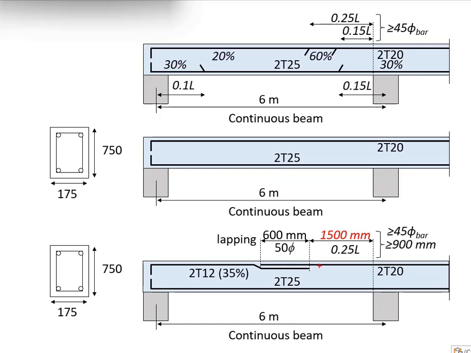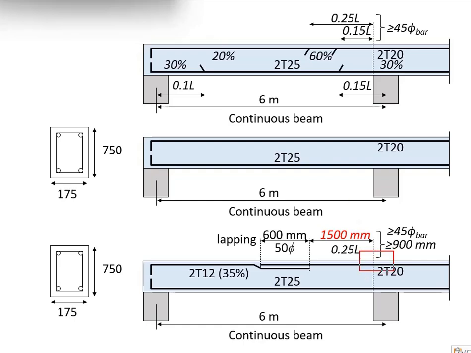Since you are changing the bar size, in order to ensure continuity between the two bars here, so that stress can be effectively transferred from one bar to another, you will require a lapping length. Now, Eurocode provides guidance in terms of the required lapping length. It is very much dependent on whether the region is good bond or poor bond.